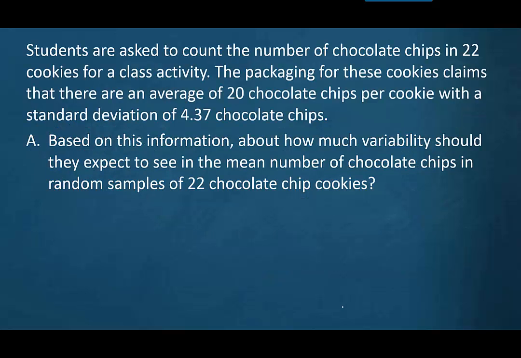So part A. Based on this information, about how much variability should they expect to see in the mean number of chocolate chips in the random sample of 22 chocolate chip cookies? So the key word here is variability, right? So how do we measure variability? We use standard deviation, and this is the standard error. So the variability is measured as sigma divided by the square root of n, so 4.37 divided by the square root of 22, we get 0.9317.